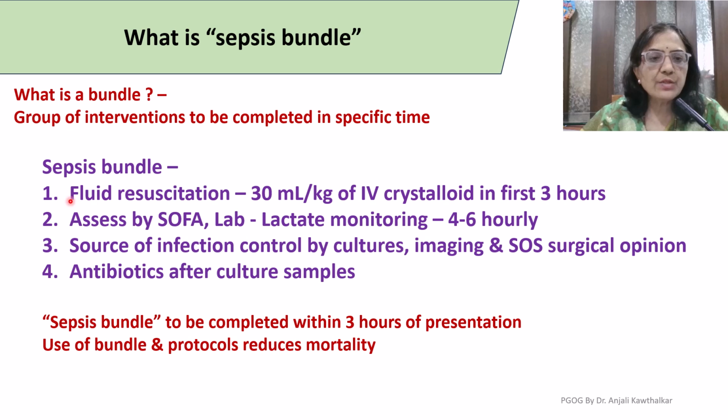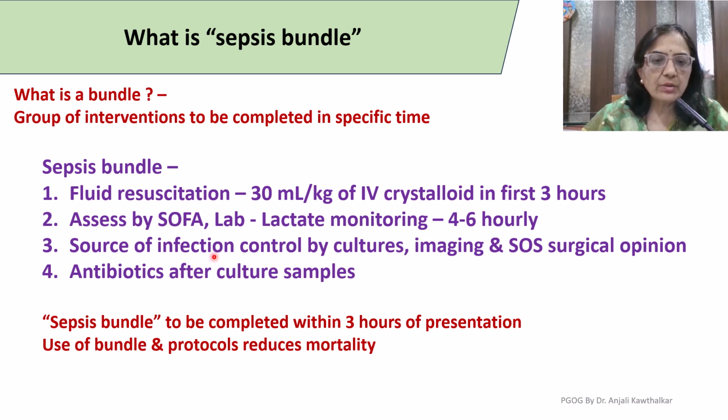So the sepsis bundle has a four-pronged approach. First is aggressive fluid resuscitation, where we need to give a bolus of crystalloid, mainly Ringer lactate, at 30 ml per kg. That much is to be given in the first 3 hours. Then simultaneously we need to assess the severity of the sepsis by applying the SOFA criteria. Laboratory monitoring needs to be done, such as serum lactate monitoring, which is most important, to be done every 4 to 6 hours.